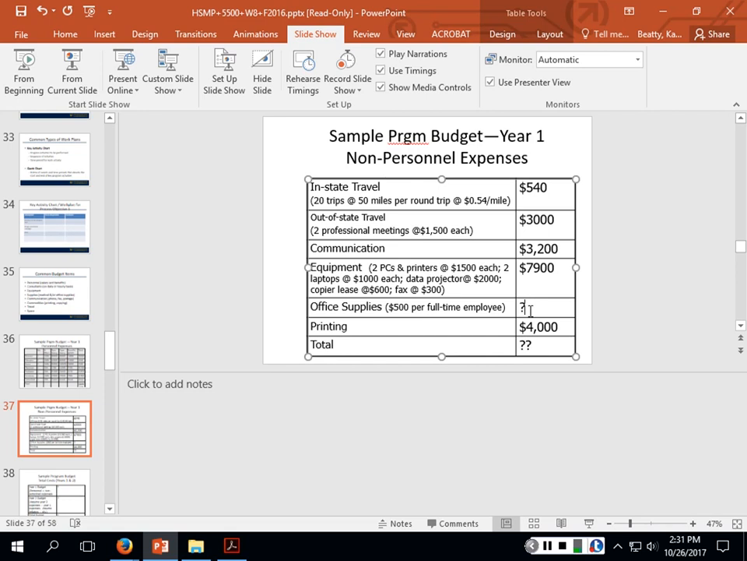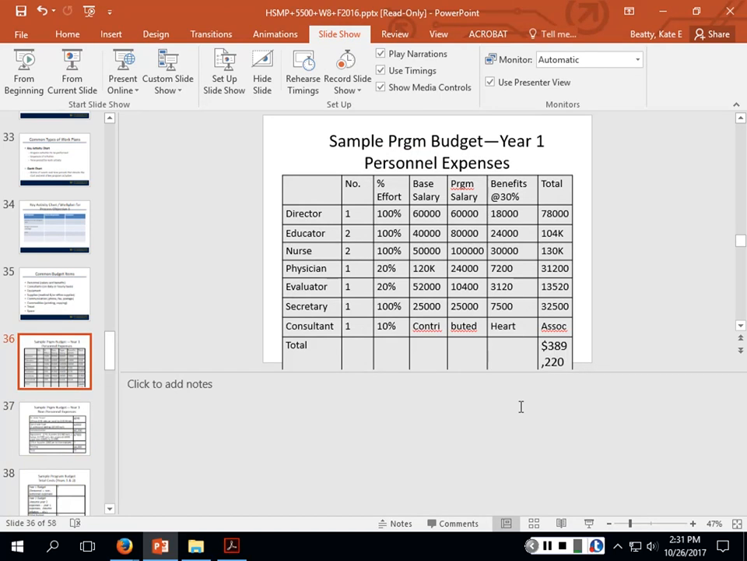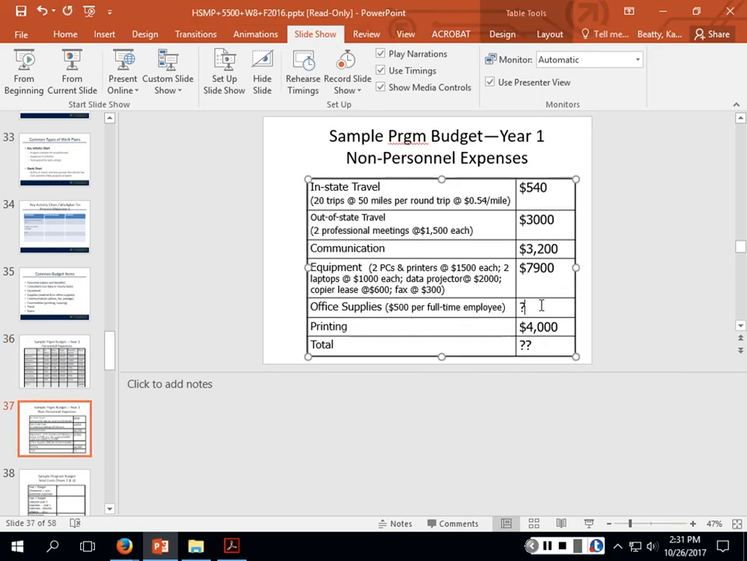Okay. Office supplies. 4,500. And how did you get that figure, please? 9 employees times 500. So let's look here. How many full-time employees do we have? 6 full-time employees, right? Wait, how did you get the 6? 2 educators, 2 nurses, and 1 secretary. 6 full-time employees. Oh, okay. We just thought they were all full time. So times 500 each is 3,000.